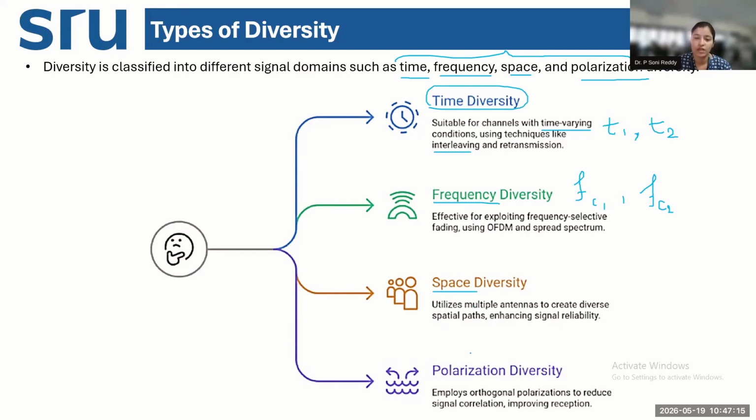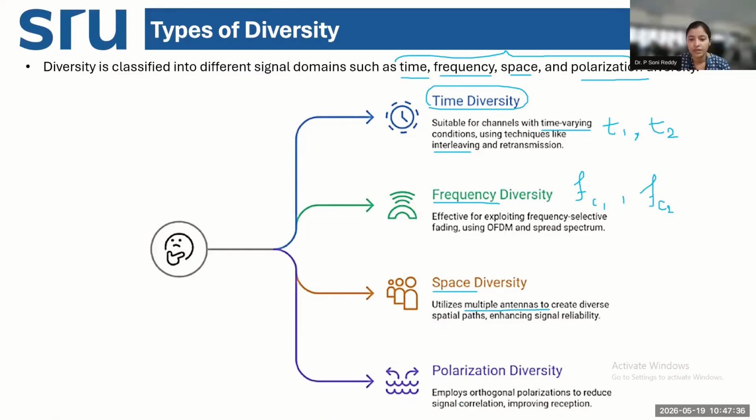Now, what is space diversity? Space diversity means I'm increasing the number of antennas on the transmit side and the receive side. So, multiple antennas are being used both at the transmitter as well as at the receiver side. How multiple antennas are going to help in increasing diversity and overcoming fading, we will go through in the next lecture.